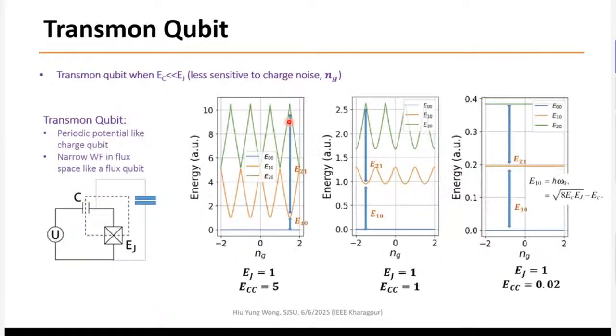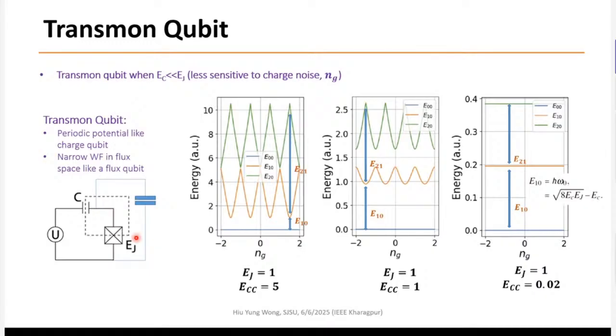But however, this is not what we want. Why? Because the regular Josephson junction has very bad charge sensitivity. It is very sensitive to the noise from the outside world. So let's take a look.